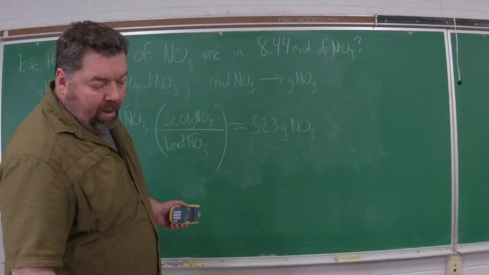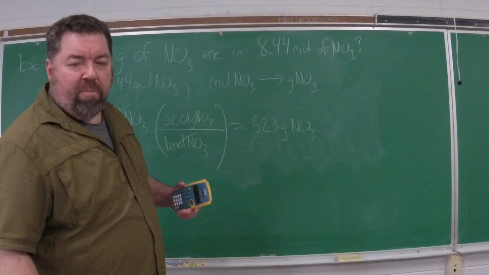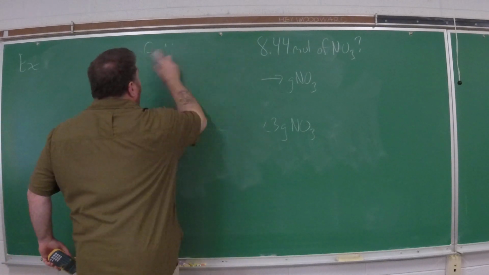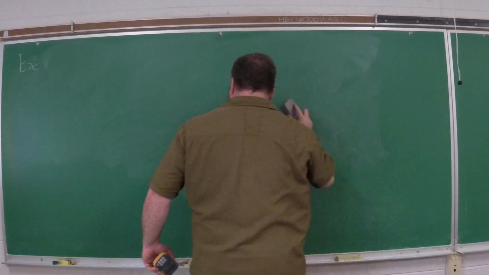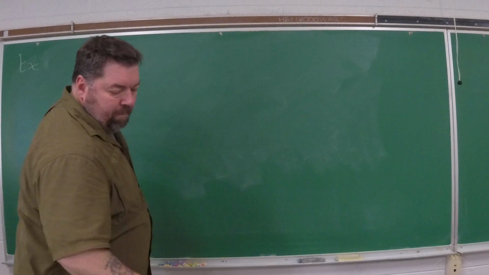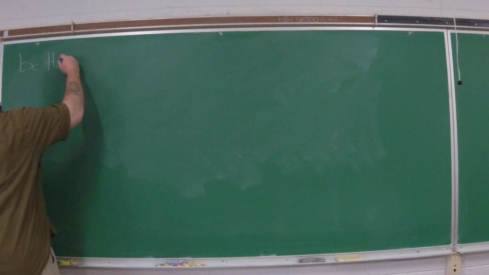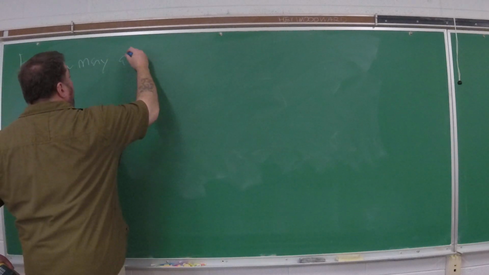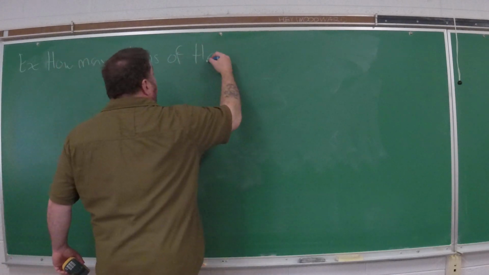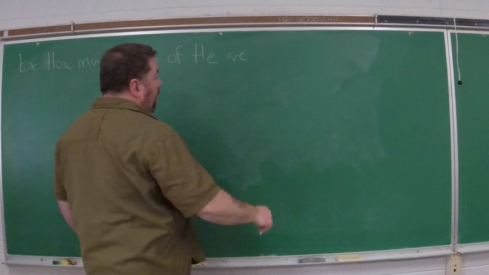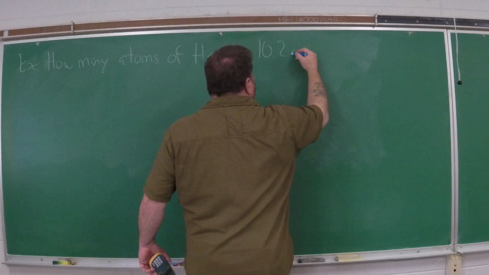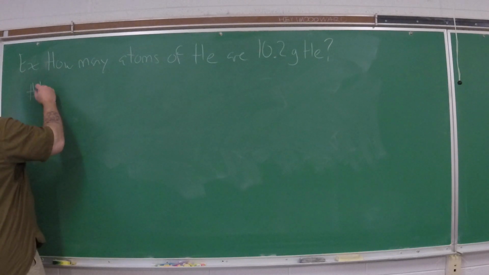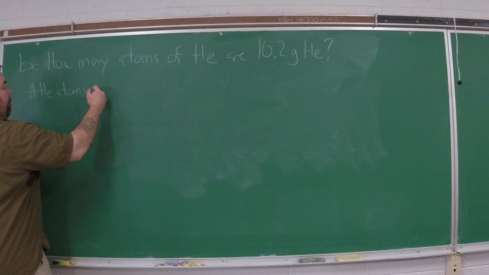Now we're going to combine our concepts. We can combine the concept of a mole with molar mass and do problems such as this, which I'll write out in a moment. Let's see here. How many atoms of helium are in, I don't know, 10.2 grams of helium? Okay? So we want to know number of He atoms. Question mark, right?